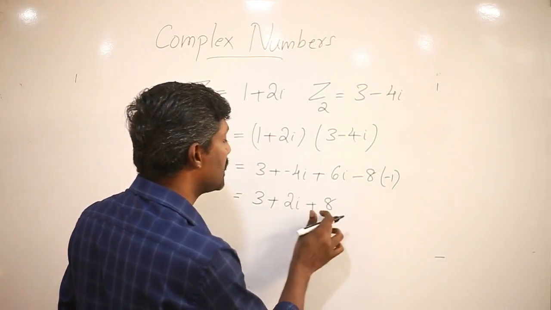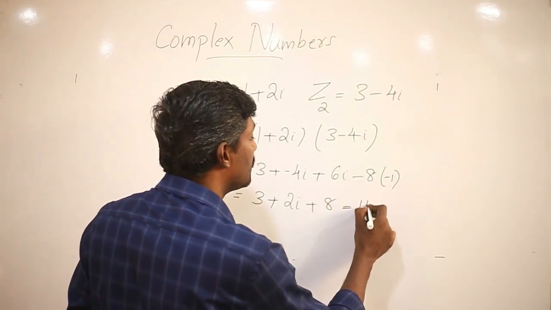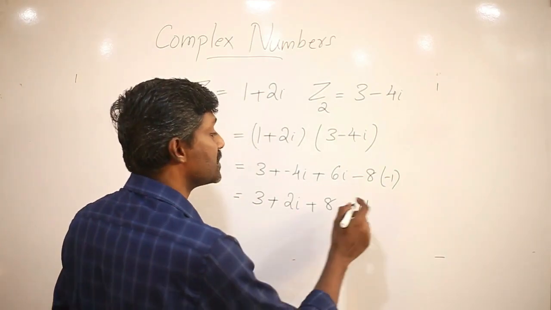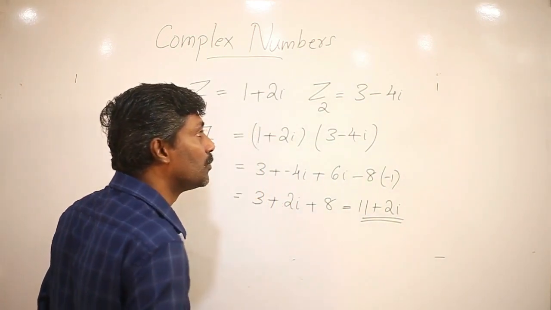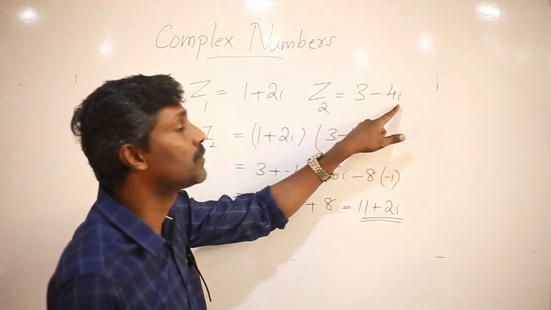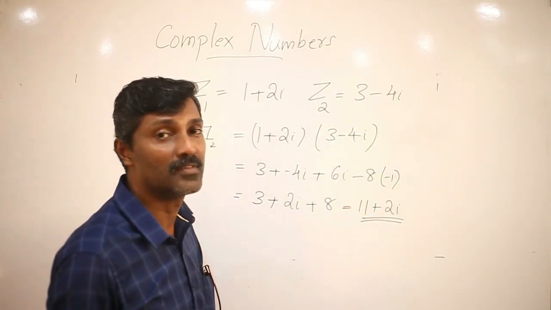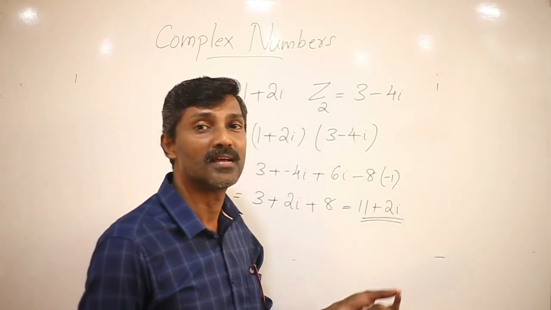Now add these two real numbers. 3 plus 8 is 11. And you have only one imaginary number left, which is 2i. So this is the answer of the multiplication of these two complex numbers. So 1 plus 2i into 3 minus 4i, you get 11 plus 2i, with the real part 11 and the imaginary part as 2.